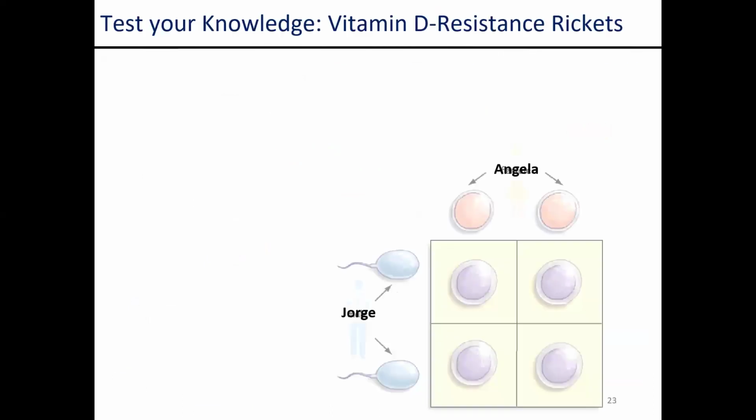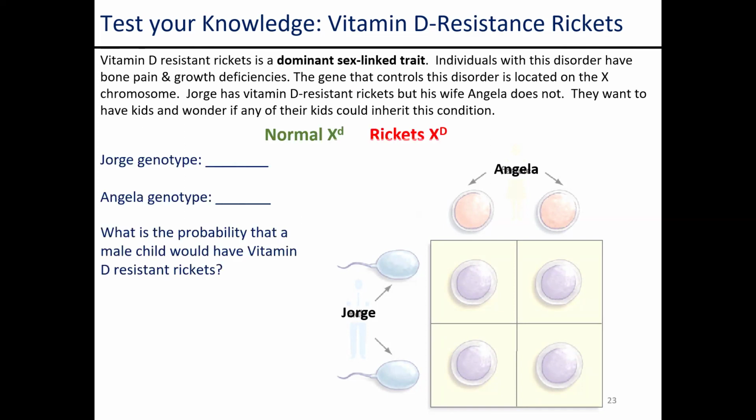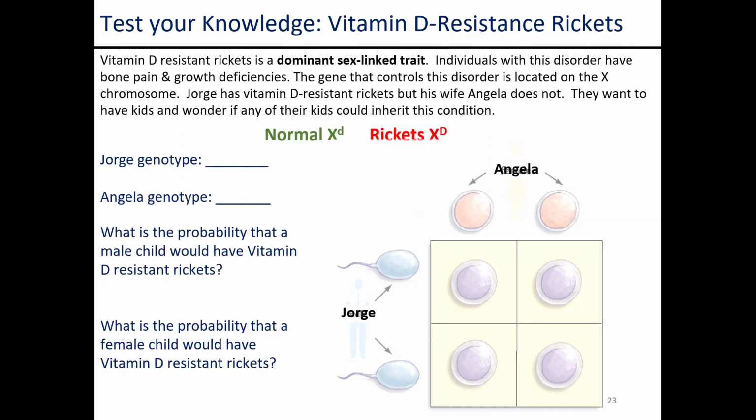All right, so let's check out our second problem. It says vitamin D resistant rickets is a dominant sex-linked trait. Individuals with this disorder have bone pain and growth deficiencies. The gene that controls this disorder is located on the X chromosome. George has vitamin D resistant rickets, but his wife Angela does not. They want to have kids and wonder if any of their kids can inherit the condition. Here are those questions, and I'll give everybody about 5 seconds to fill these out, and then we'll come back together and check it out.